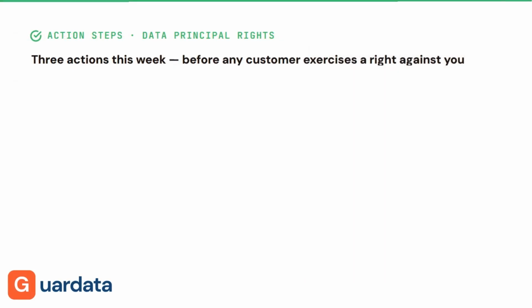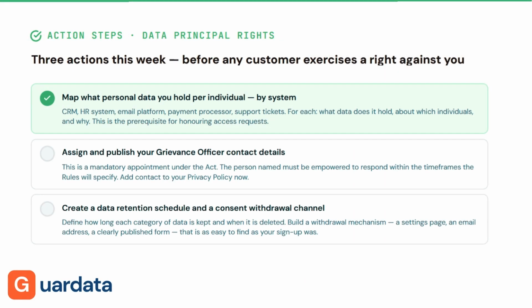3 actions this week. 1. Map what personal data you hold, per individual, per system. This is the foundation for honoring access requests. 2. Assign your grievance officer and add their contact details to your privacy policy today. 3. Create a data retention schedule and build a withdrawal mechanism. When purpose ends, data must go. Make withdrawal easy to find.